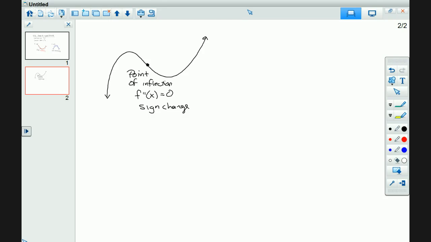The critical points did not have to have a sign change to be a critical point. Anything with the slope equal to 0 or undefined was a critical point. At a point of inflection, you have to have that 0 second derivative, but it has to have a sign change. So the second derivative here would be negative, and this would be positive, right? The second derivative shows this is concave down, and this is concave up. So the second derivative can also show us concavity.